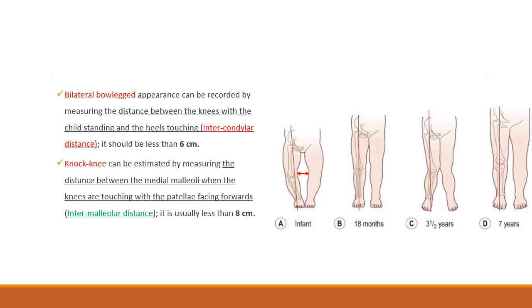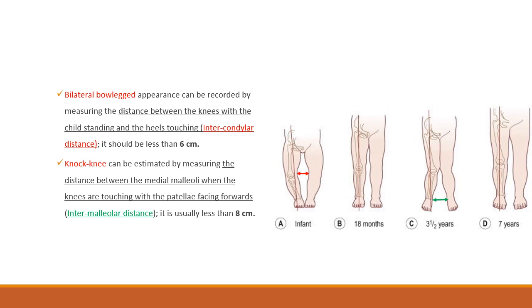Now, to evaluate knocked knees, a genovalgus, you have to measure the distance between the two malleoli. The patient stands up, putting the knees together, touching the condyles together, and the distance between the two malleoli is measured, and it should be less than 8 centimeters.